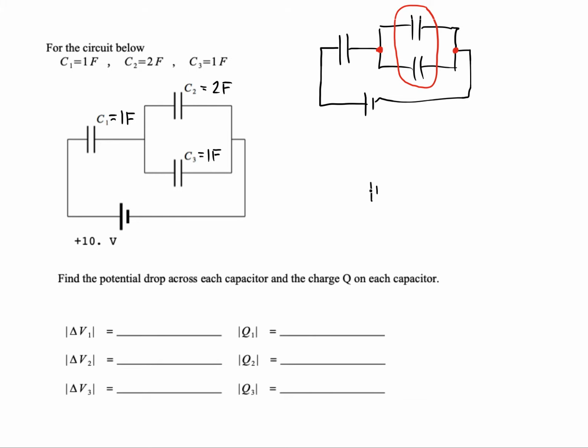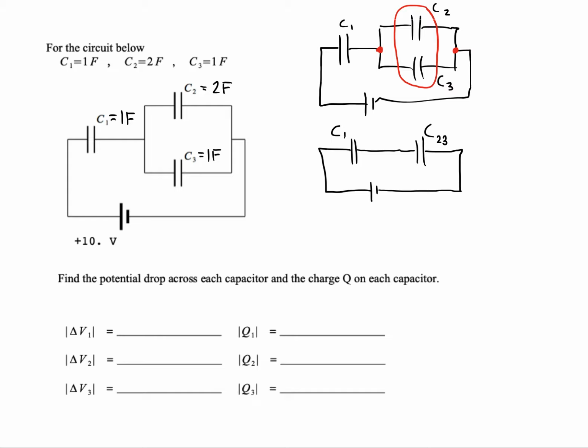To simplify this, all we have to do is redraw those capacitors as one single equivalent capacitor. All right, so if this is C1, C2, and C3, when we redraw the thing, we'll have C1, and then something that we could label as perhaps C23, which is a combination of capacitors 2 and 3.